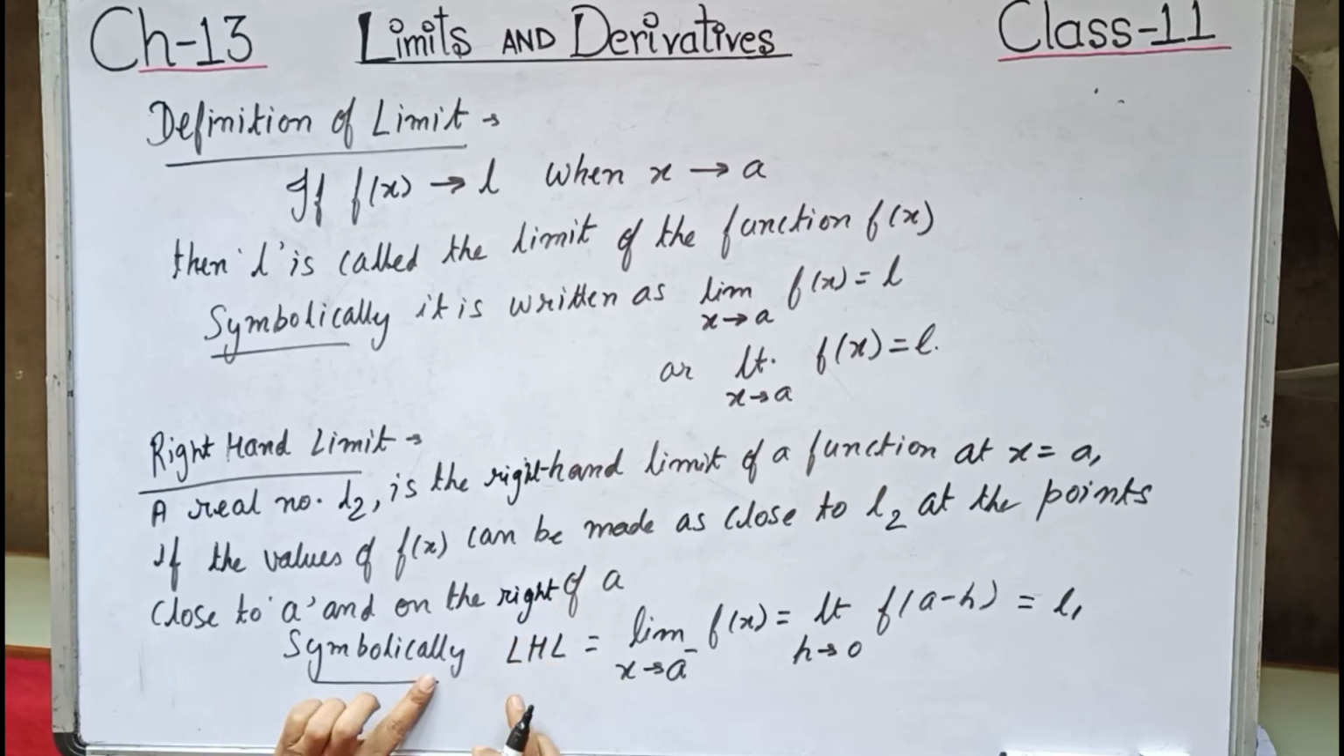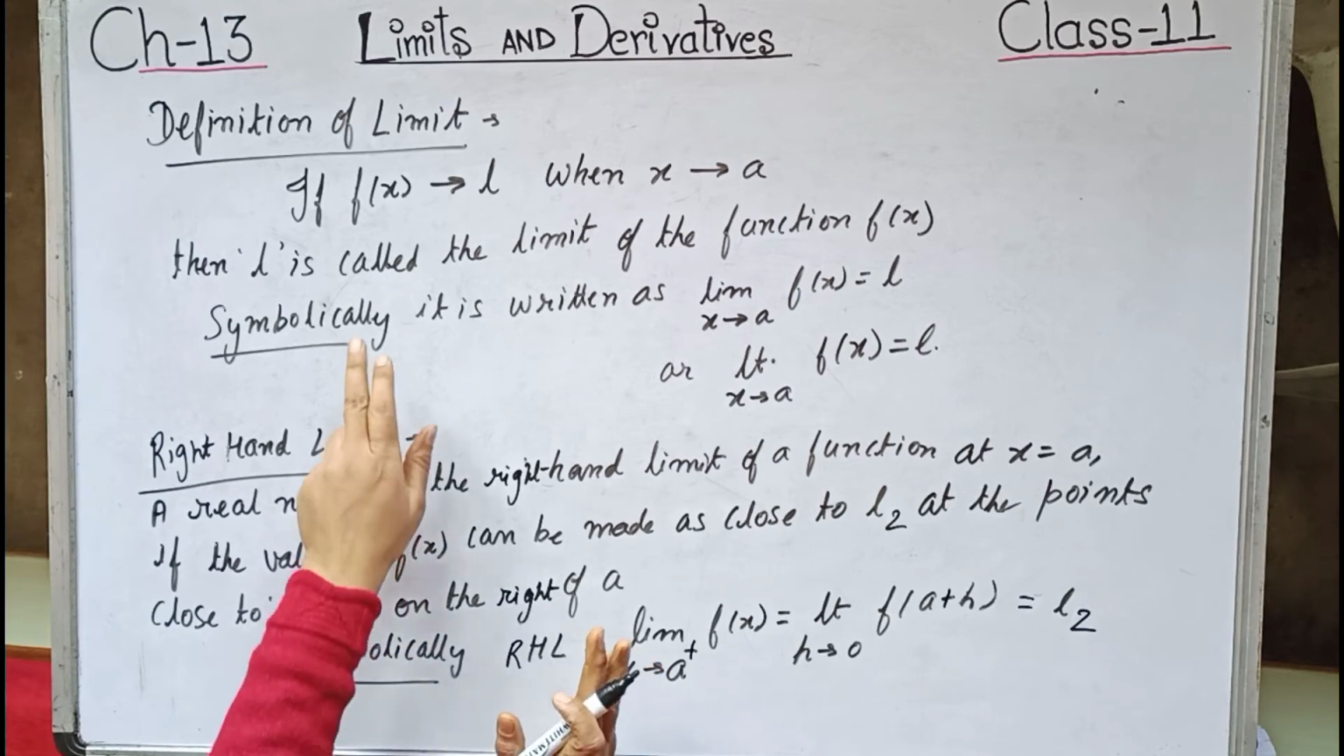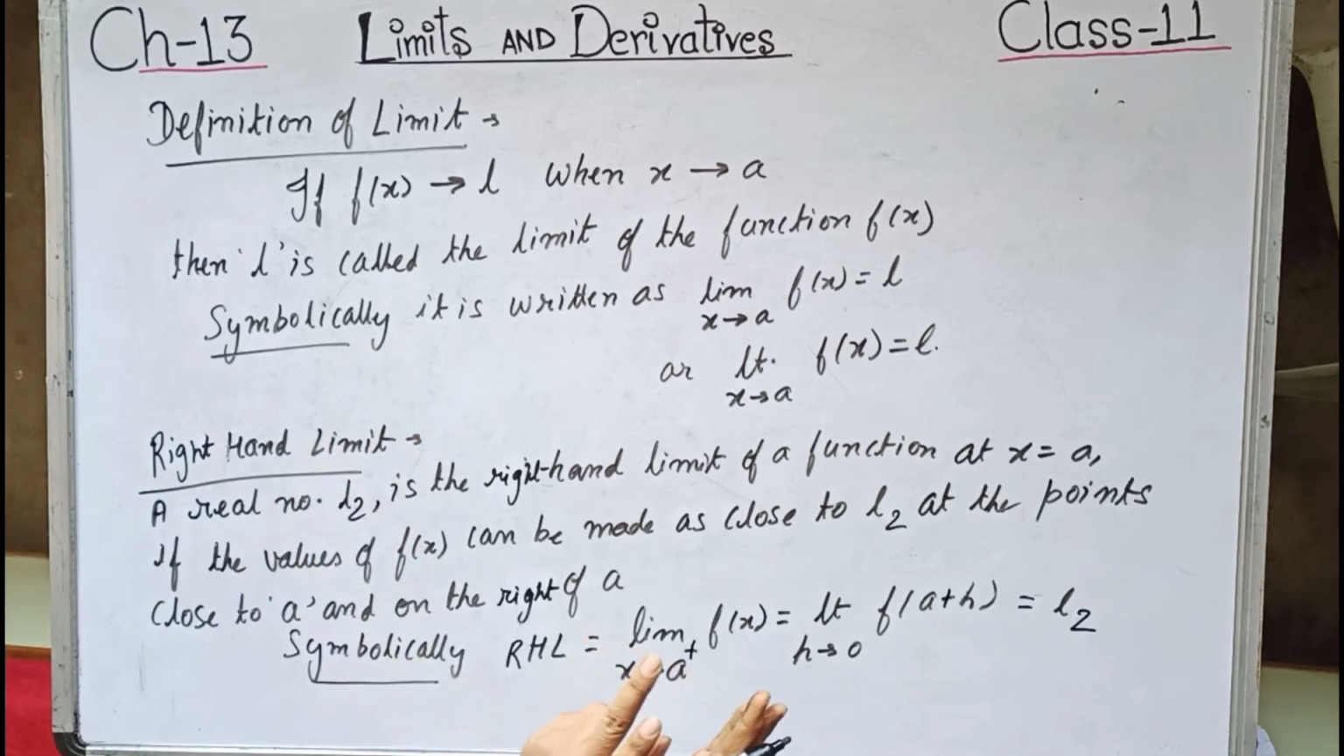Right of a. Symbolically we write right hand limit equals limit x tending to a plus f(x) equals limit h tending to 0 f(a plus h) equals L2. So I think now you understand the limit, the right hand limit and the left hand limit.